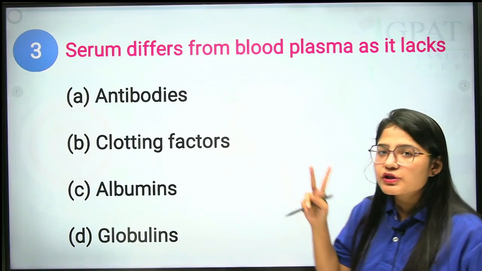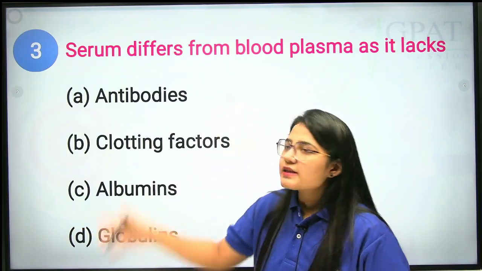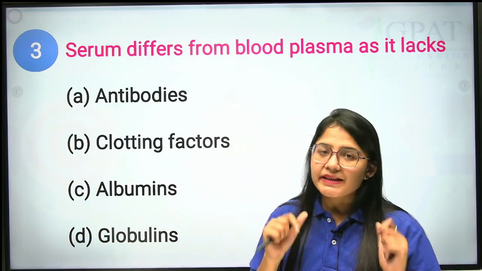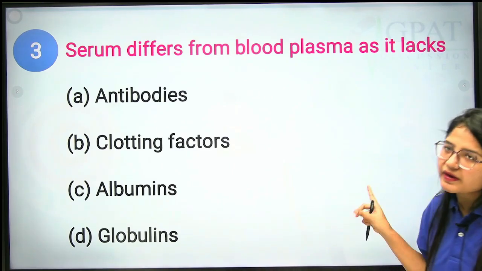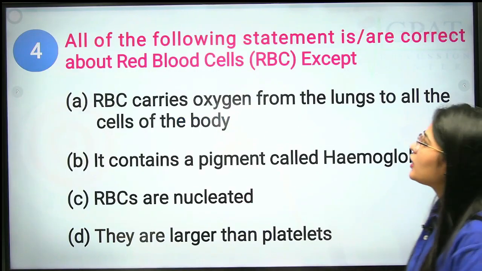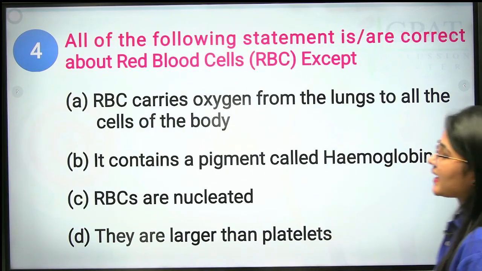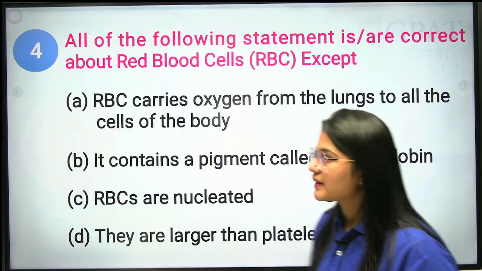Clear? Also, your serum contains some proteins. Clear? It also contains your antibodies, but it doesn't contain your clotting factors. Okay? Good. Next question. All of the following statements are correct about red blood cells except red blood cells, RBCs.